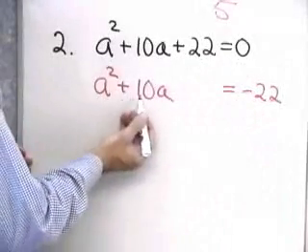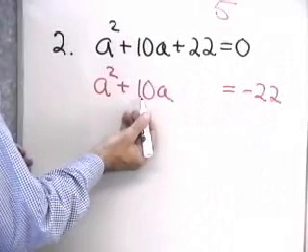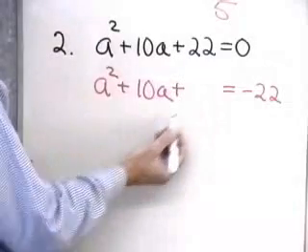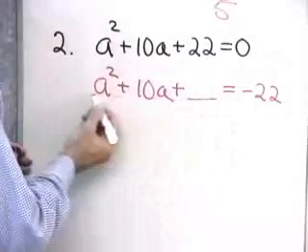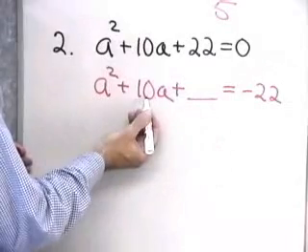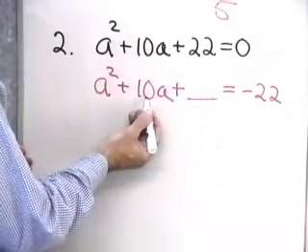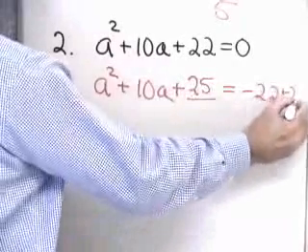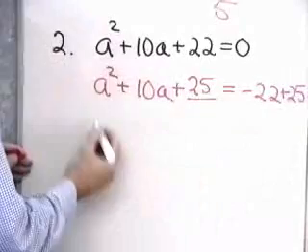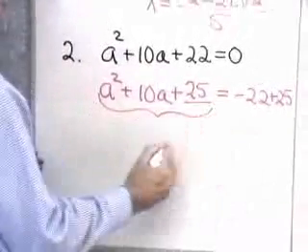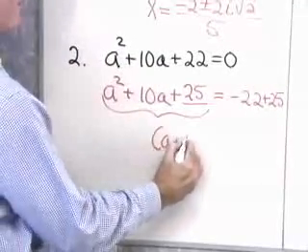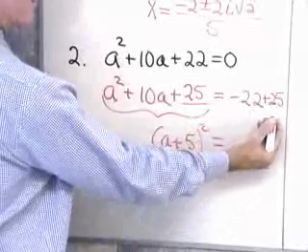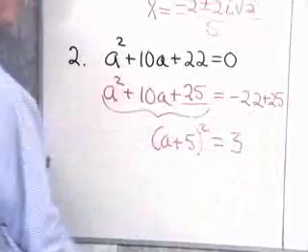Now I look at these first two terms as if they're the beginning of a perfect square trinomial. I have 1a squared plus 10a plus, and now I'm going to add on my own third term so that this becomes a perfect square. So I take half this coefficient, half of 10 is 5, and I square it. That gives me 25. If I add 25 to one side, I also add 25 to the other side. The reason I did that is so that I can write this expression as a plus 5 quantity squared equal to negative 22 plus 25, which is 3.